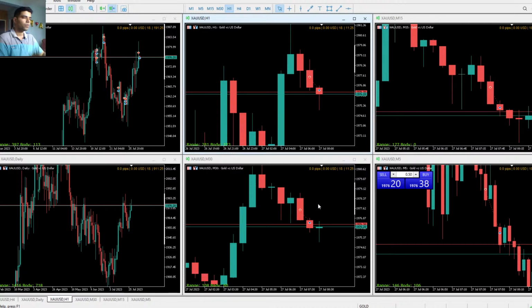So here I then went to the 15-minute time frame. Okay guys, when I see the 15-minute time frame, there is a very nice setup. There is the red candle, then green candle, then red candle, and this red candle has nicely closed. So I entered at the low of this candle.